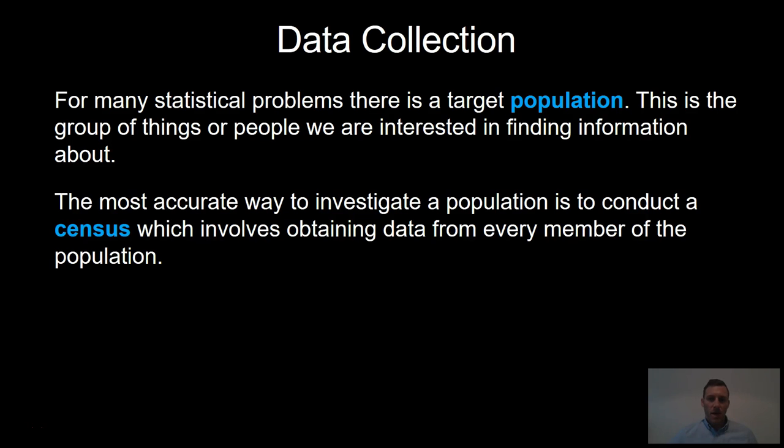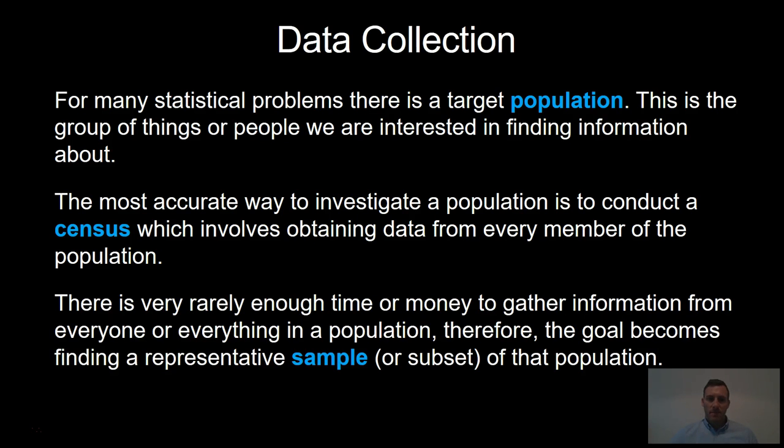The most accurate way to investigate a population is to conduct a census, which involves obtaining data from every member of the population. In Australia, the Australian Bureau of Statistics conducts a census of everyone every 5 years. There's very rarely enough time or money to gather information about everyone or everything in a population. Therefore, the goal becomes finding a representative sample of the population. One way we might do this is through a survey.